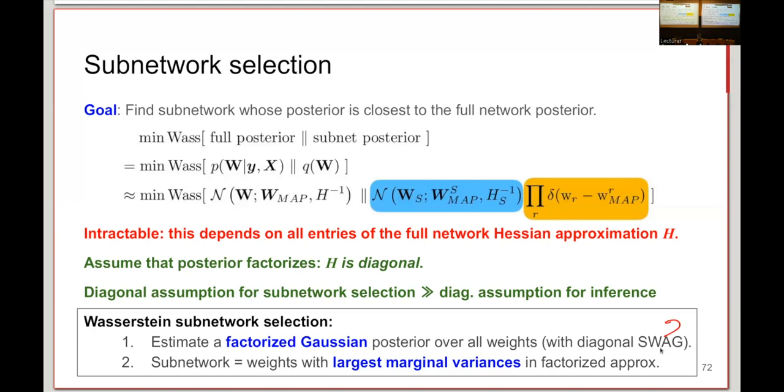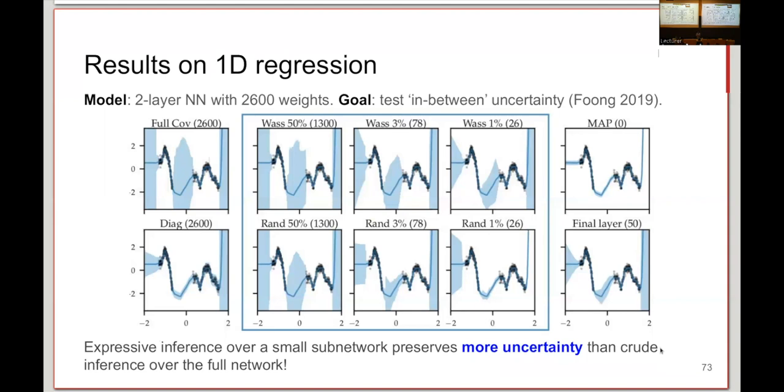How does this work in practice? We show here examples on this toy problem. This is a neural network with two hidden units. There are about 2,500 weights. It's not a very big neural network because we want to compare with the full Laplace approach. And what we see here is that the full Laplace approach gets these estimates of uncertainty. Here you have high uncertainty in this region where there is no data.